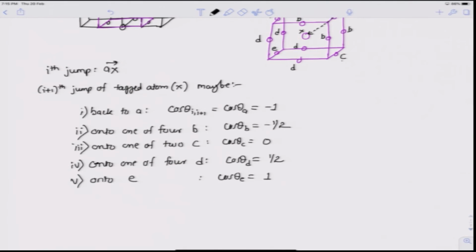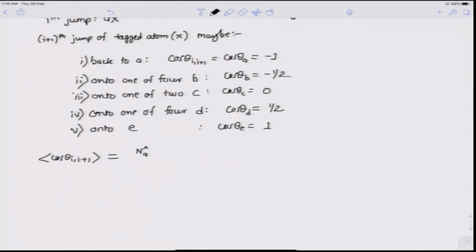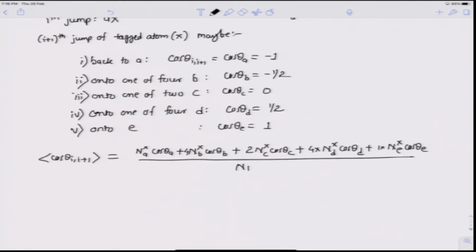So, if we want to evaluate the average of cos theta i plus 1, we can write it as the number of X atoms that make a jump onto A times cos theta A, plus the number of X atoms that make a jump onto site B times cos theta B, and there are 4 such sites, so we have to multiply by 4, plus the number of X atoms which make a jump onto site C times cos theta C, and there are 2 such sites of type C, plus the number of X atoms which make their i plus first jump to a site of type D times cos theta D, and there are 4 sites of type D, plus n X E cos theta E, and there is only one site of type E, divided by the total number of atoms.